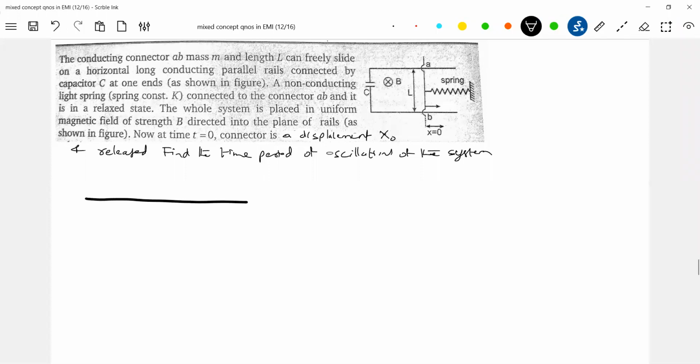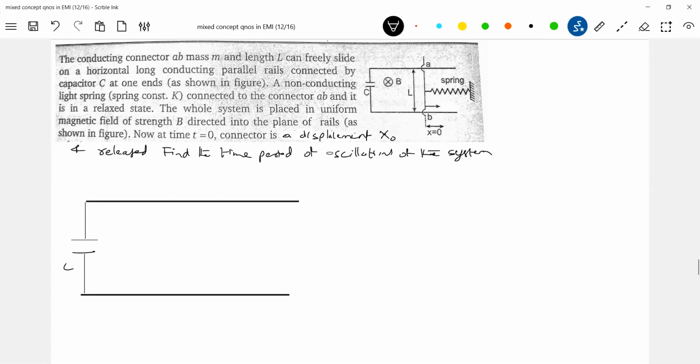This is something related to SHM. So we have a capacitor here. This is a spring. Initially at this particular position, this is the initial equilibrium position. The spring is at natural length for this. Some SHM can also be asked.